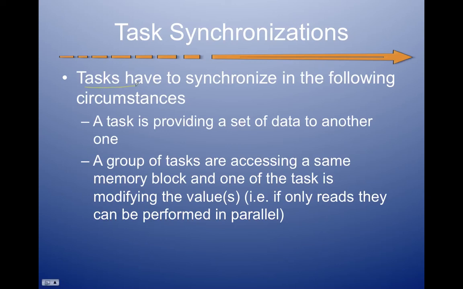The tasks synchronize themselves in mainly two cases. A task is providing some data to another one, or the tasks access the same memory block, and one of the tasks is modifying the value of this memory block. If all the tasks only read the data, there are no constraints, everybody can read in parallel. But if one of the tasks is modifying the data, then you must ensure that this modification is seen by the other ones, and also you don't want to have concurrent operations like two writes or one write and a read on the same data at the same time. So there would be no guarantee of correct execution in that case.